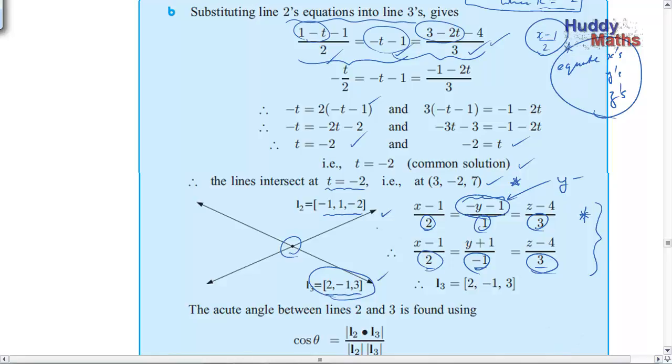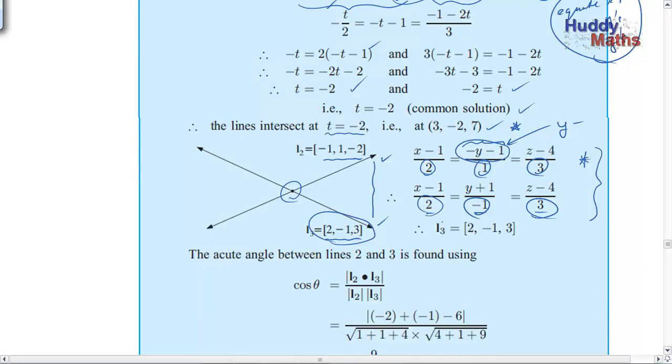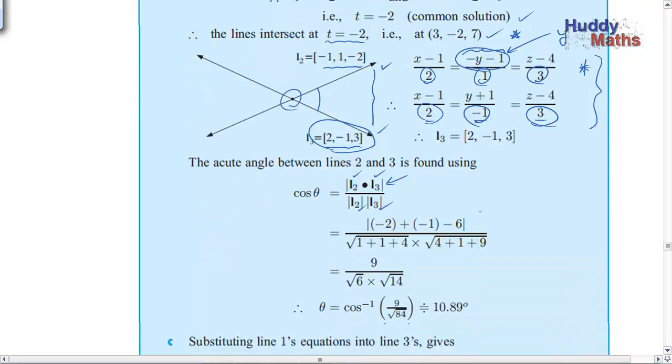Okay, so now we've got these two. The angle between them is given by the dot product L2 dot L3 over the product of their lengths. Here we've got just the size of it, so we're trying to find the acute angle. It doesn't matter which one we do there, but we find the acute angle by making it a positive cosine value, and that gives us the acute angle, which is about 10.89 degrees. Here it is customary to say 10.9 to 3 significant figures rather than 2 decimal places. It just depends on what the question asks for.